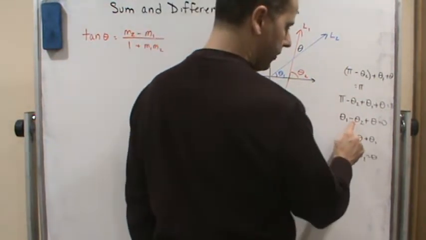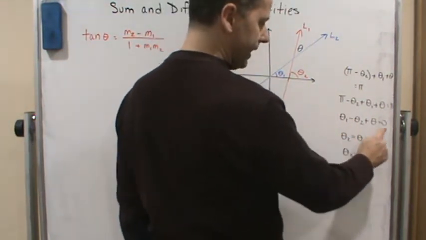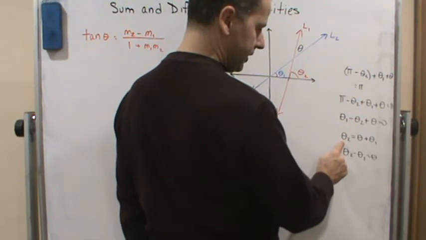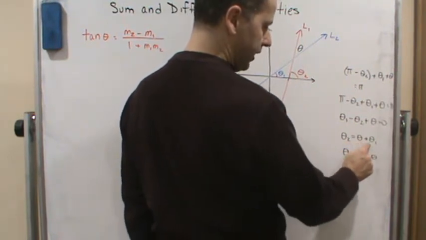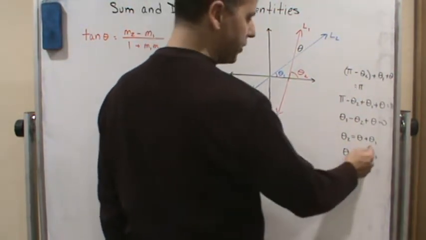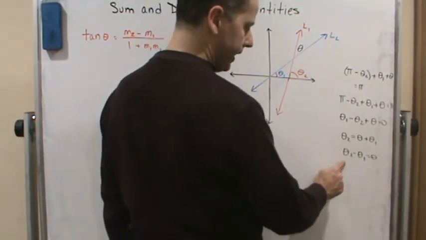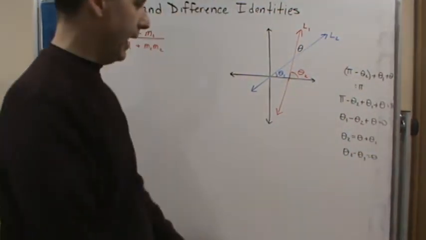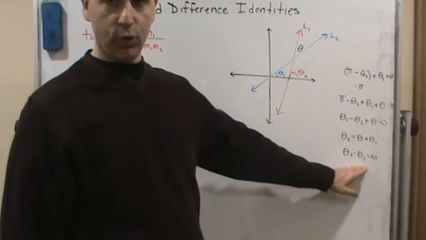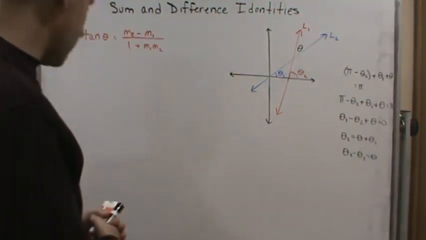And so then I took the theta 2 and added theta to both sides, and I got this. Theta 2 is equal to theta plus theta 1. And then I just subtracted theta 1 from both sides, and I get the result that I want. And this is the result that's going to do it for us. Okay? So that's going to be important.